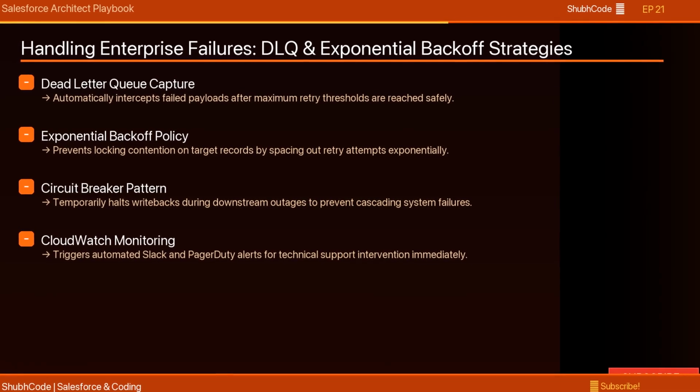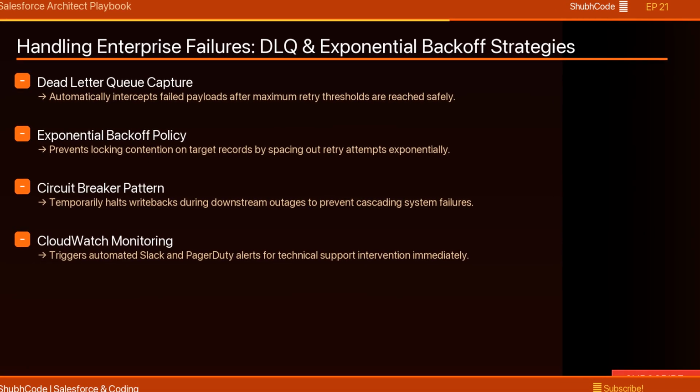In enterprise integrations, things will inevitably fail, whether due to transient network drops, target system maintenance, or record locking inside Salesforce. If an outbound callback fails, our architecture must automatically capture the failed message in an SQS dead letter queue rather than silently dropping data. We implement exponential backoff retry algorithms with circuit breakers to prevent flooding a locked record with retries. This pattern guarantees eventual consistency and alerts support engineers via CloudWatch alarms before system administrators even notice a discrepancy.